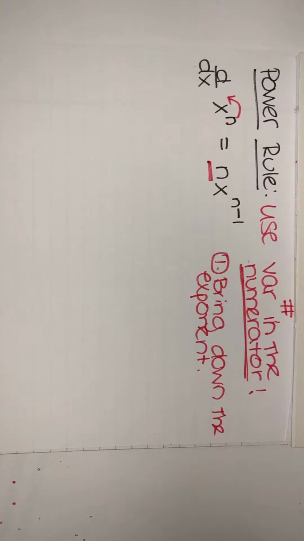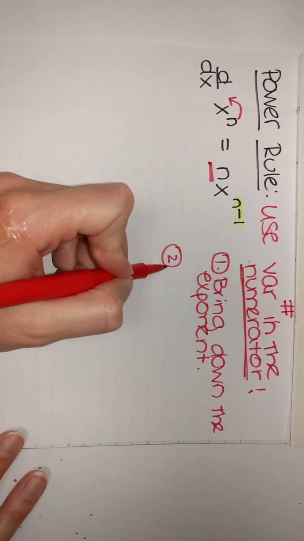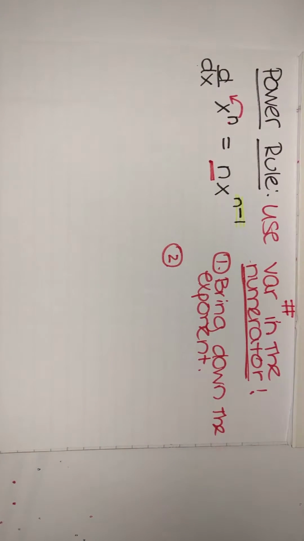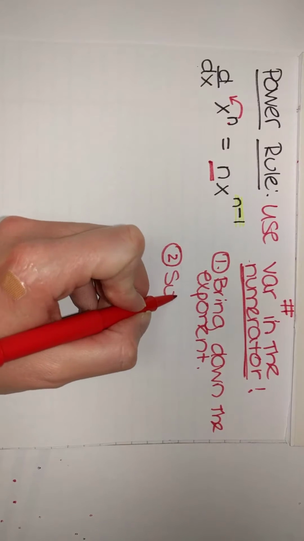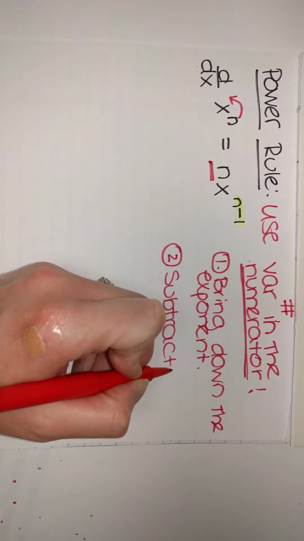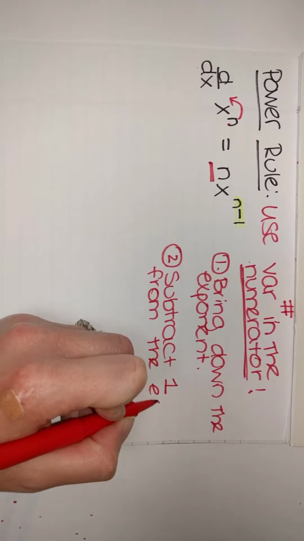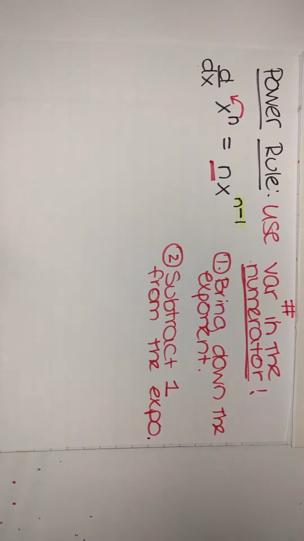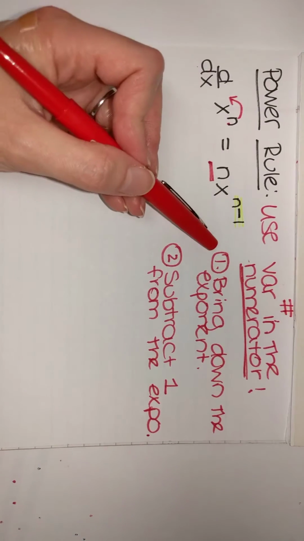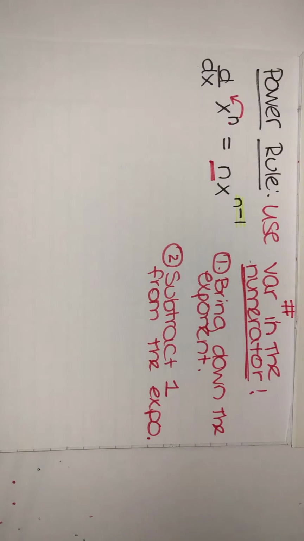Now, the second part of the definition that you see is that you have an n minus 1. So that is telling us to subtract 1 from the exponent. So we bring down the exponent first, and then we subtract 1 from the exponent. Okay, so those are the two steps for the power rule: we have a variable to a number, then we bring down the exponent and subtract 1 from the exponent.